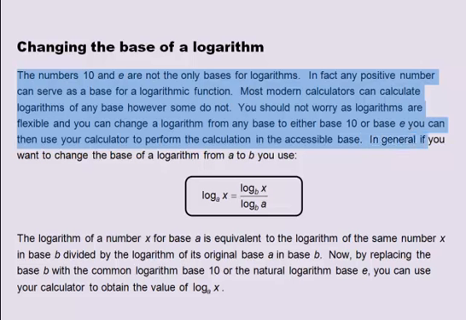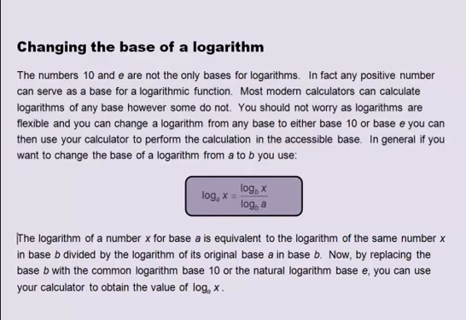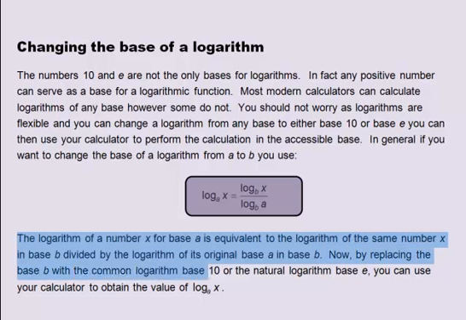In general, if you want to change the base of a logarithm from a to b, you use log to the base a of x equals log to the base b of x divided by log to the base b of a. The logarithm of a number x for base a is equivalent to the logarithm of the same number x in base b divided by the logarithm of its original base a, also in base b. Now, by replacing the base b with the common logarithm base 10 or the natural logarithm base e, you can use your calculator to obtain the value of log to the base a of x.